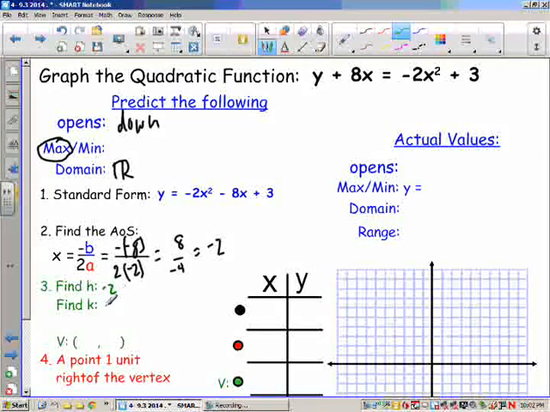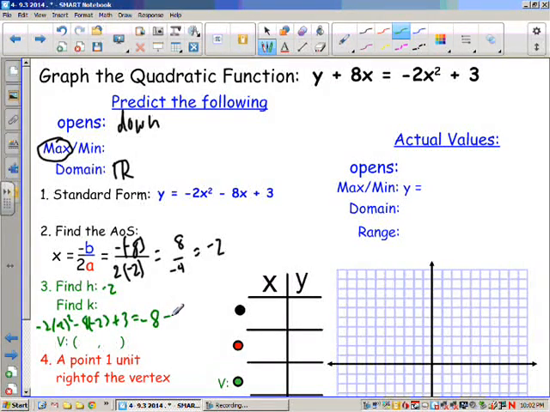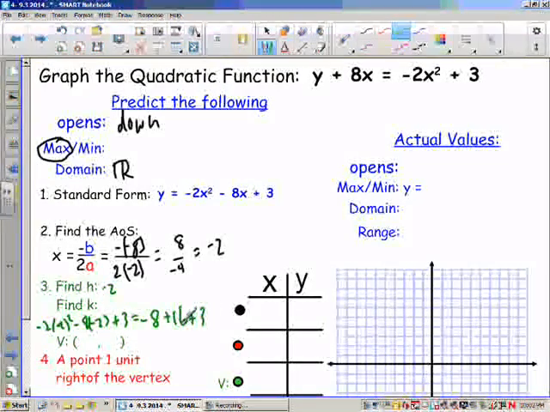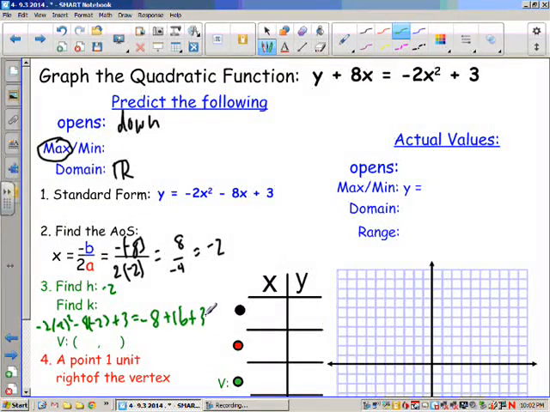H is negative 2. Plugging in negative 2, I get negative 2 times negative 2 squared minus 8 times negative 2 plus 3. Negative 2 squared is a 4. 4 times negative 2 is negative 8. Plus minus negative 16, so plus 16 plus 3. And this will all add up to 19 minus 8 is 11. So I get a vertex of negative 2, 11.